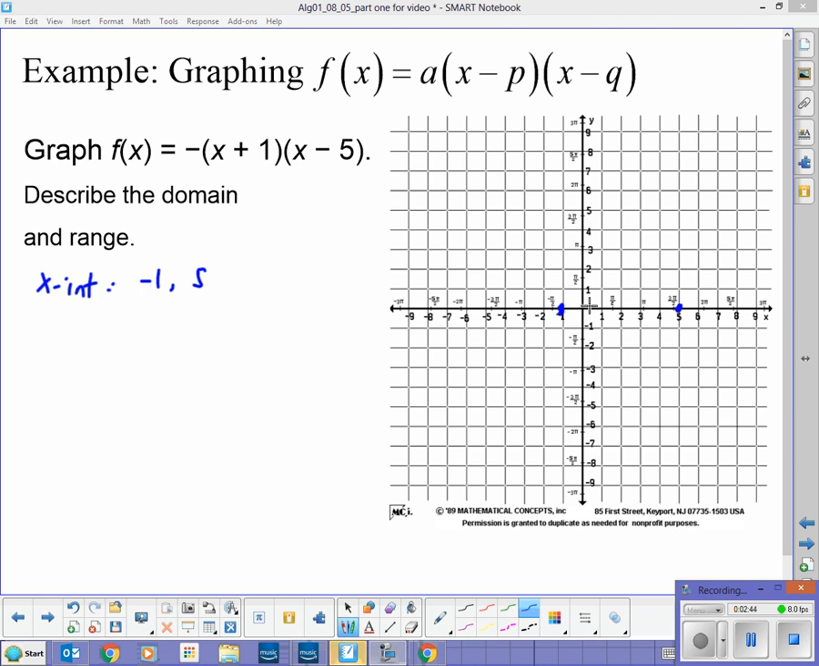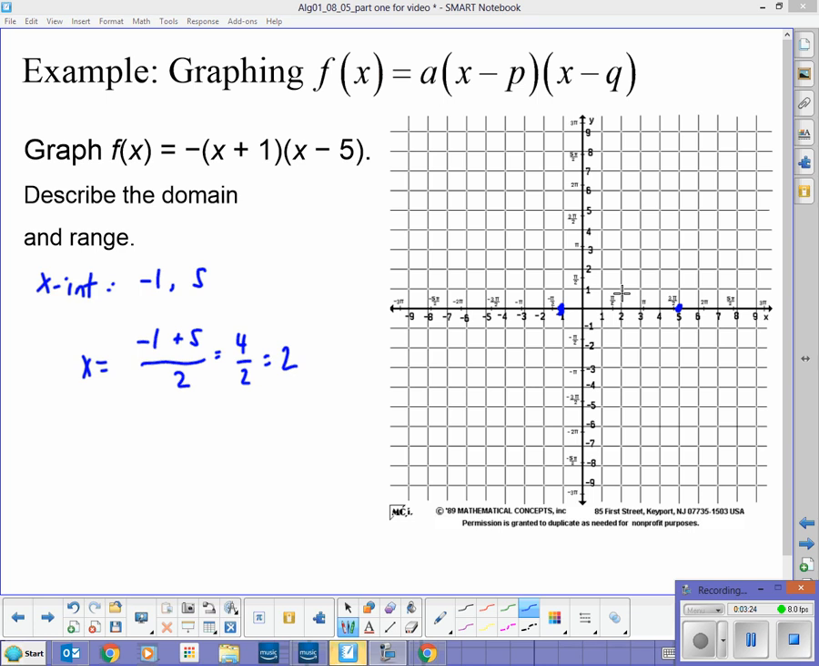I can see here: 1, 2, 3, 4, 5, 6. I've got 6 spaces in between, so halfway is 1, 2, 3. My axis of symmetry is going to be at 2. But how do we calculate that axis of symmetry if we had a fraction? Negative 1 plus 5 over 2. That's 4 over 2, which is 2. So x equals 2 is my axis of symmetry.